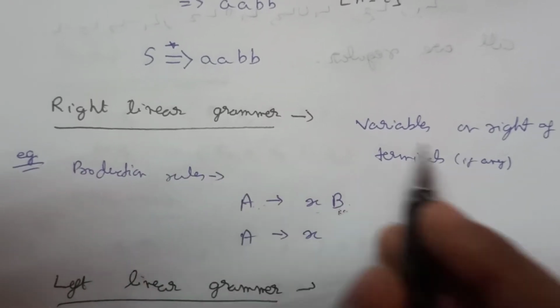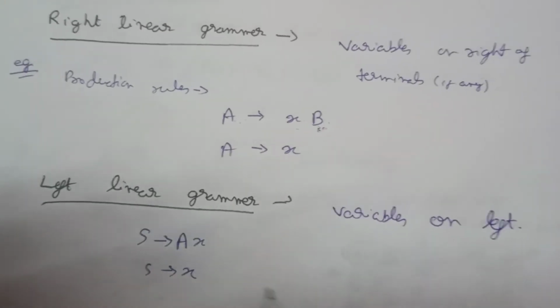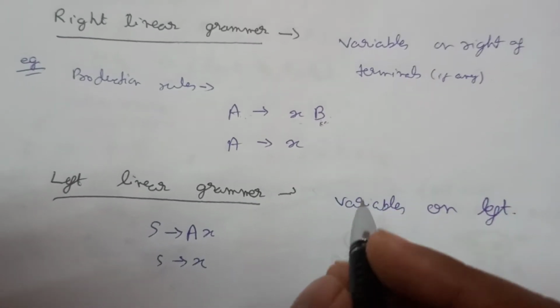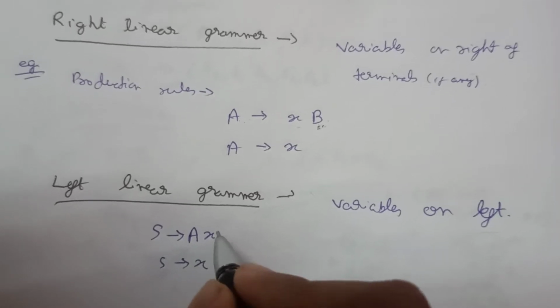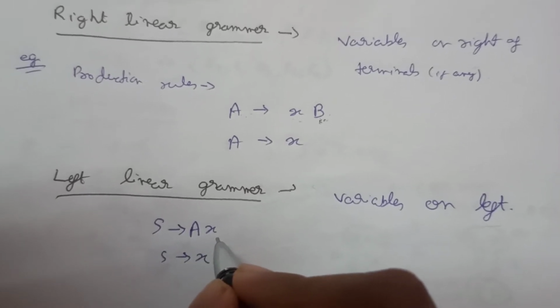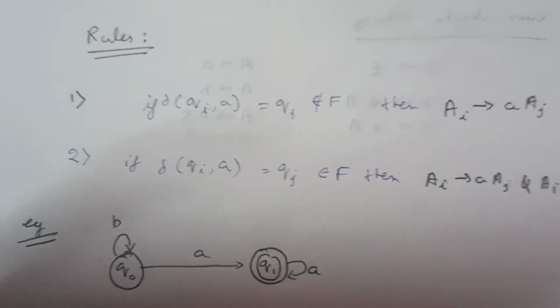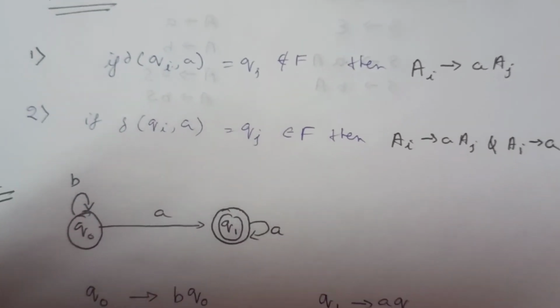Okay, for the right linear grammar. Again, if we see for left linear grammar, here the variable comes on the left side of the terminal. So here see, the capital A comes left side of the terminal small x. Okay, now see, some rules are here for how to construct the regular grammar from automata.